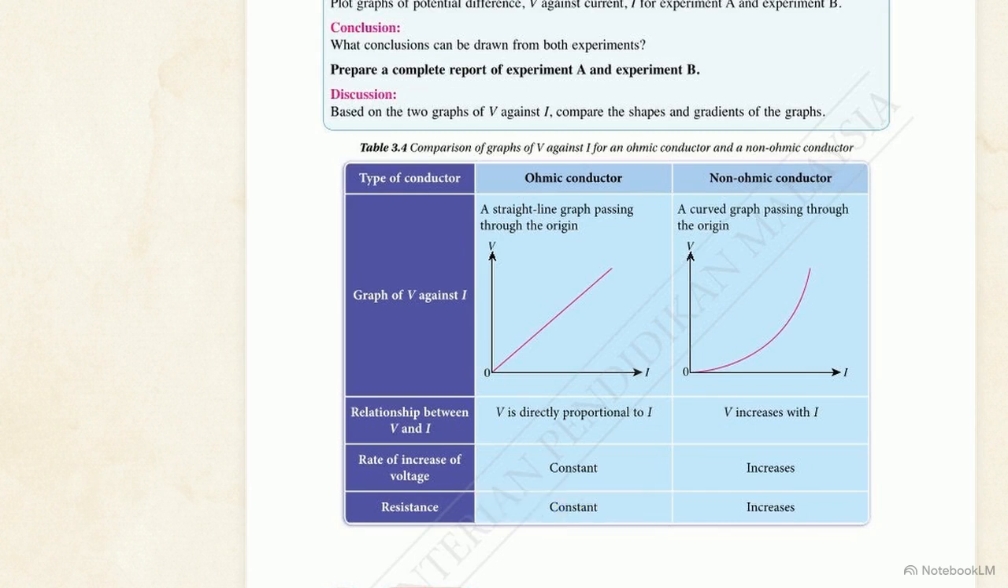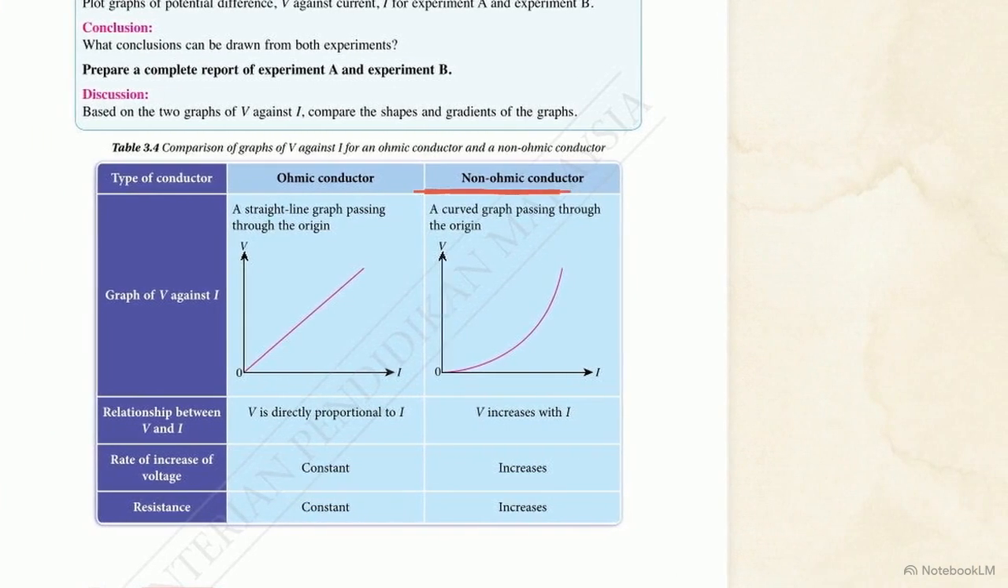But look over on the right. This is a non-ohmic conductor, like the tungsten filament inside a light bulb. The graph curves upwards. The relationship between voltage and current is no longer proportional. The table highlights exactly why this happens.